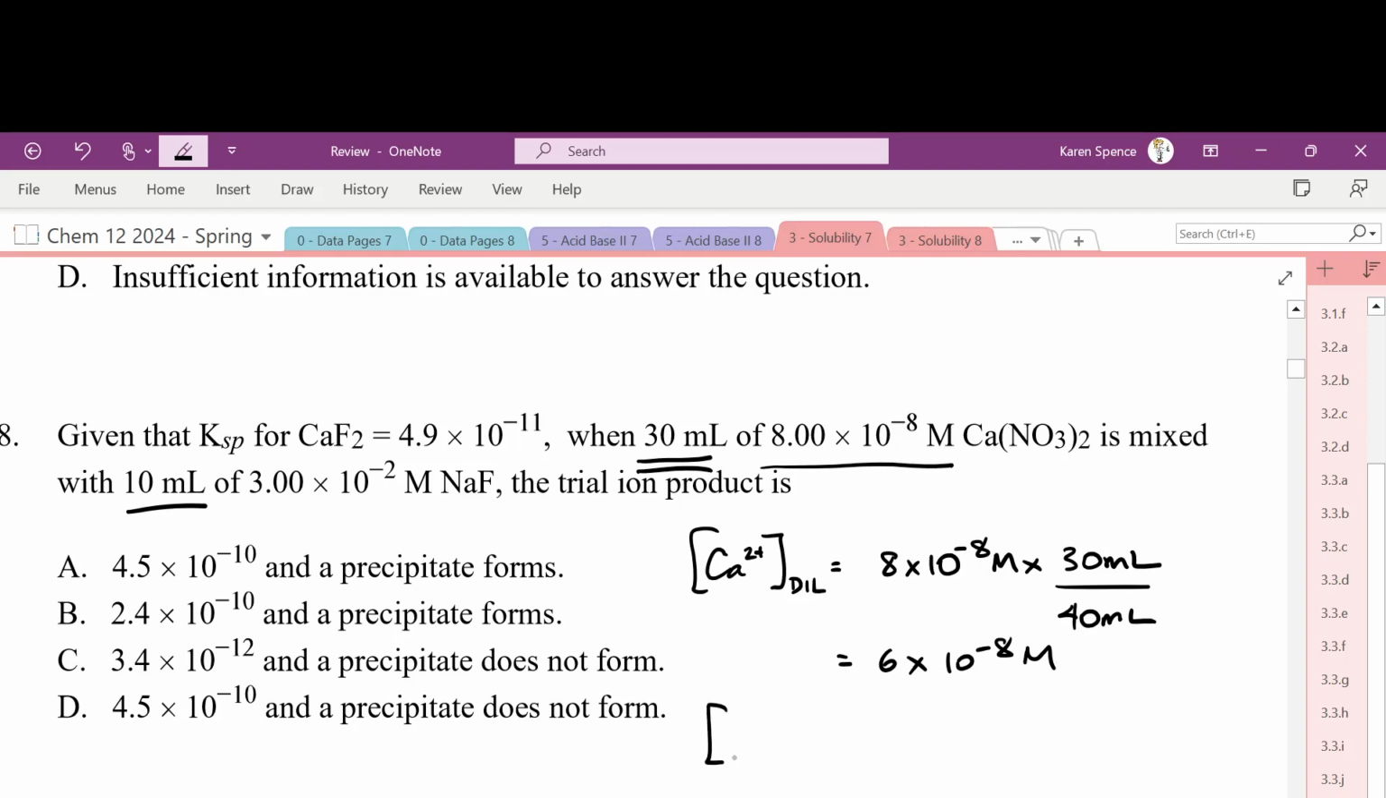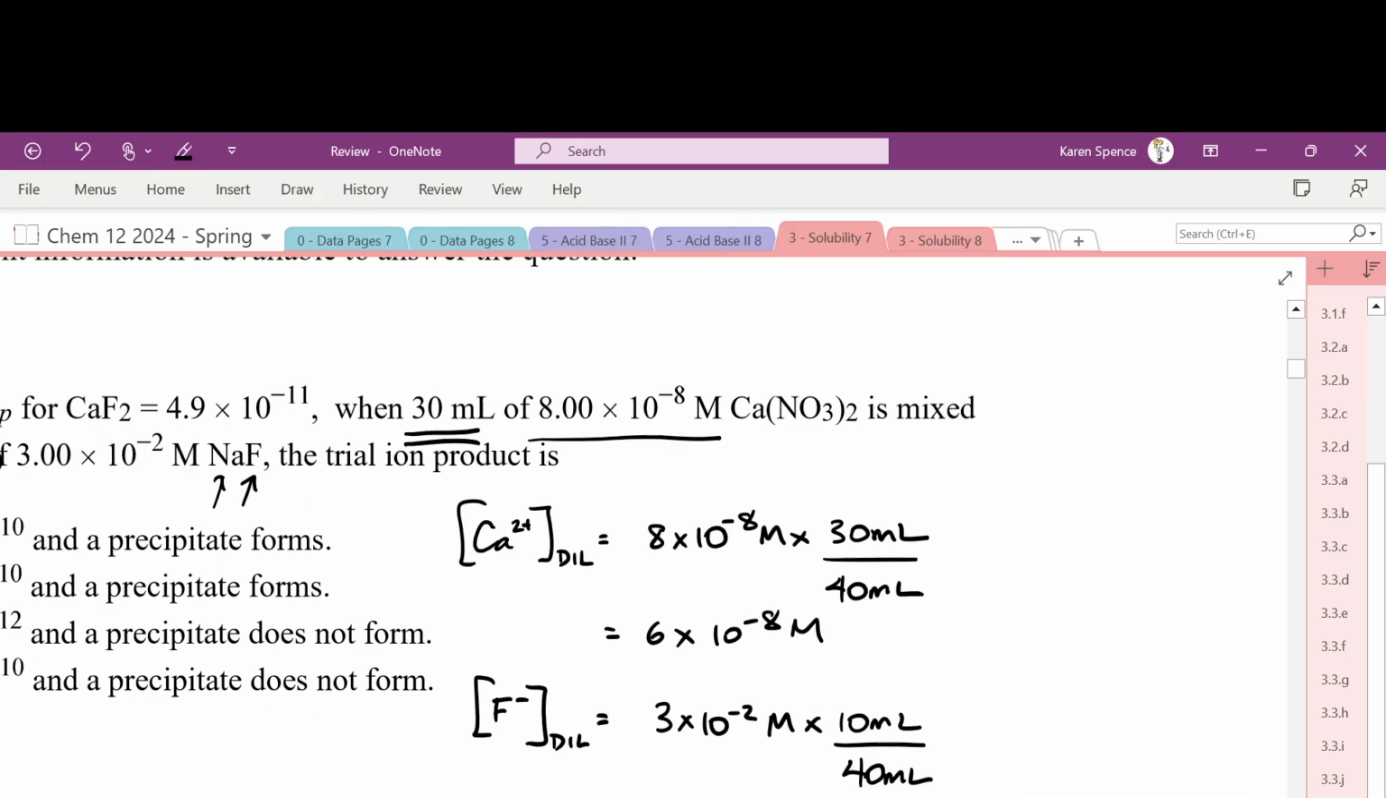Sodium fluoride, concentration of fluoride is going to be the same as sodium fluoride diluted because they're 1 to 1. NaF, 1 fluoride in there. So we now have 3 times 10 to the negative 2 molar times 10 milliliters divided by 40 milliliters as our total volume. 3 divided by 4 is 7.5 times 10 to the negative 3 molar.